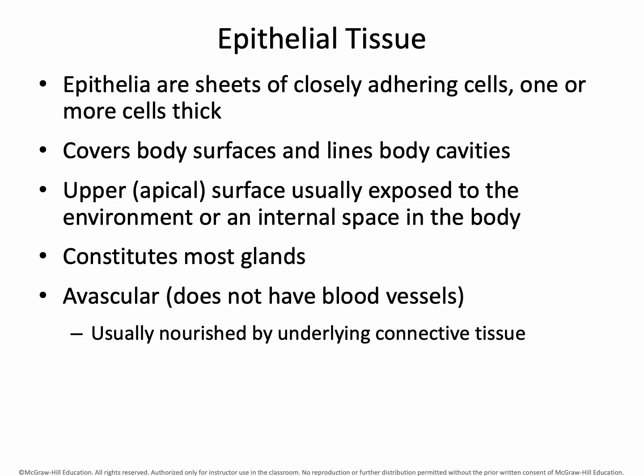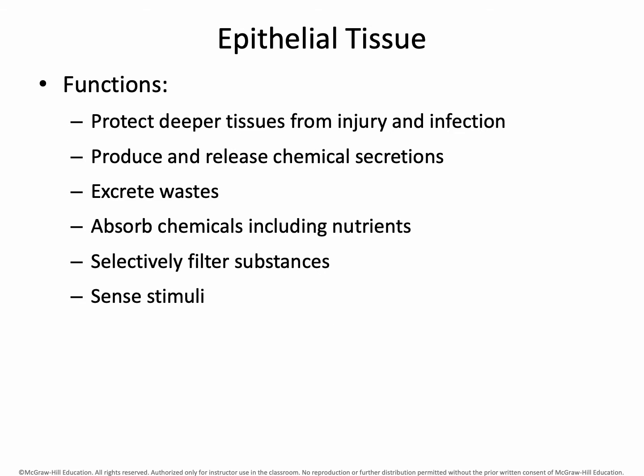Epithelia does not have blood vessels. It gets everything nutrient-wise from diffusion from tissues next to it. So functions of epithelia, think protection, chemical secretions, a lot of glands are epithelia, excreting waste and selectively filtering things. If you think of the single cell layer epithelia as a sheet, it serves as a selectively permeable membrane. So certain things can pass through that sheet, certain things cannot.